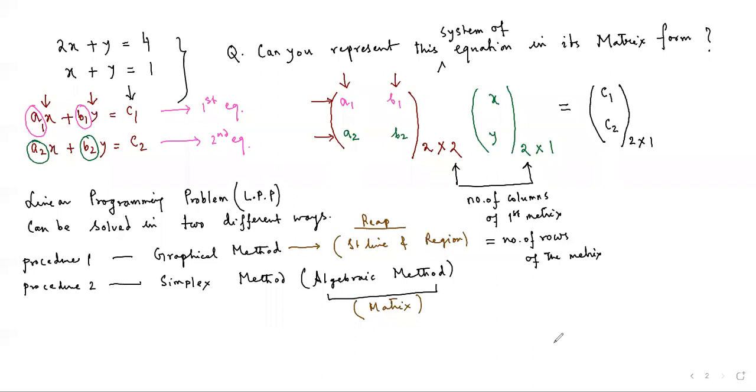Before I conclude today's session, if someone is thinking that the graphical method is there, why then do we need a different method, the simplex method, the algebraic method? The answer is very simple. You know that if there are two variables, two axes will be drawn, one for X and another for Y. Someone may think: why are there two methods for solving the same linear programming problem? Why do we need two methods, the graphical method and the simplex method?